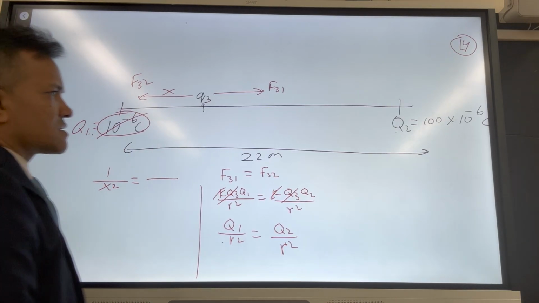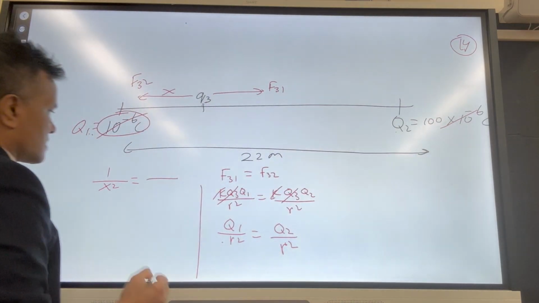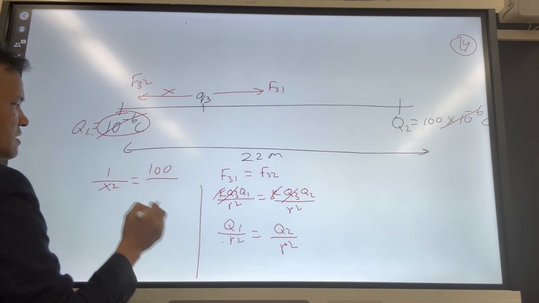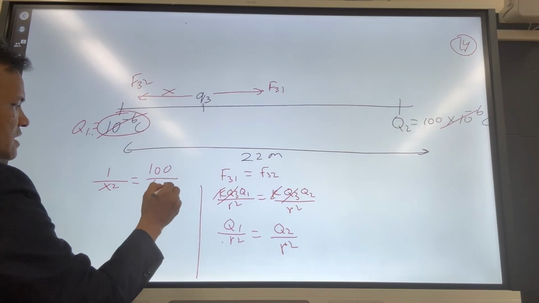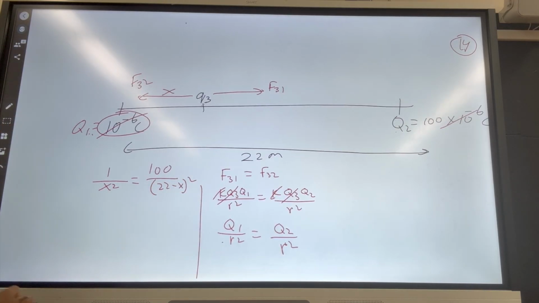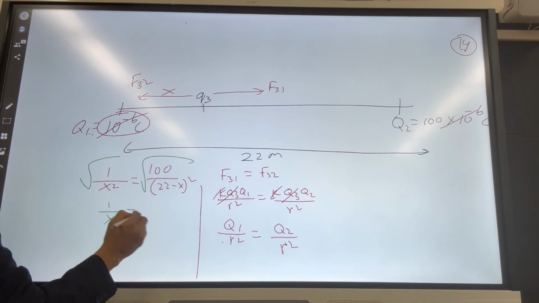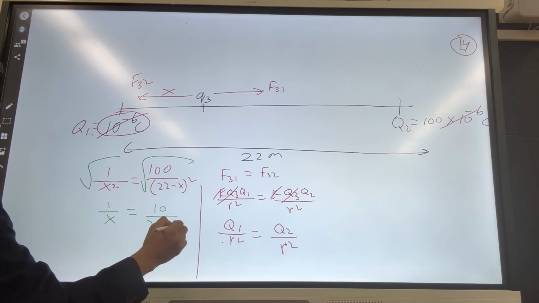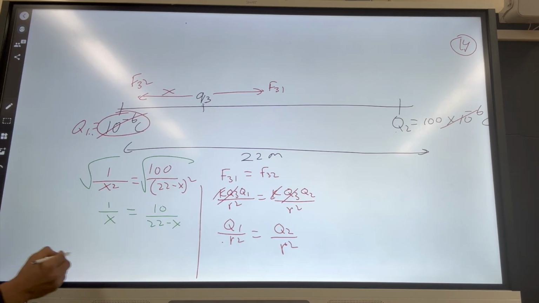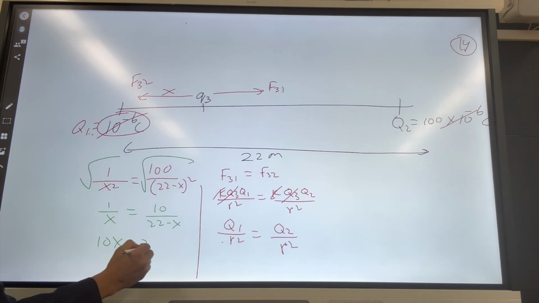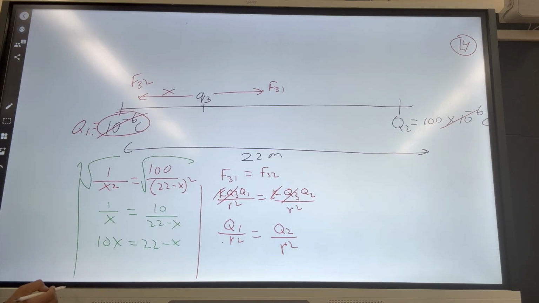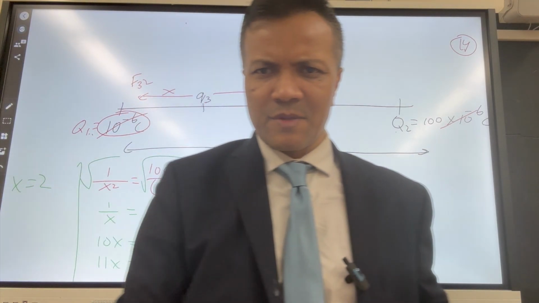10 raised to negative 6 and 10 raised to negative 6 cancel. So this is just 100. Q2 is 100 over 22 minus X squared. So you're going to square root both sides. This is 1 over X, and this is 10 over 22 minus X. So 10X is equal to 22 minus X. That means 11X is equal to 22. So X is equal to 2. All right, so that was your exam number 14.